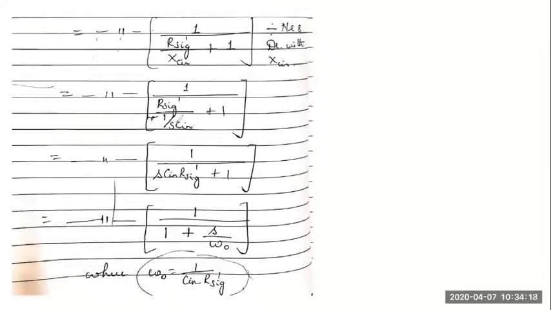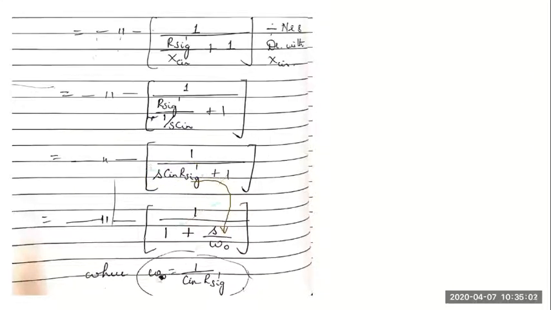This S C in, when I simplify this term, it becomes S C in Rsig dash plus 1. And this can be written as this C in Rsig dash. You see here, C in into Rsig dash, I'll replace it with 1 by omega naught. So wherever I have C in into Rsig dash, I'll replace it with 1 by omega naught. So I have S in the numerator, so this becomes S by omega naught, plus 1. So this 1 we have written here.